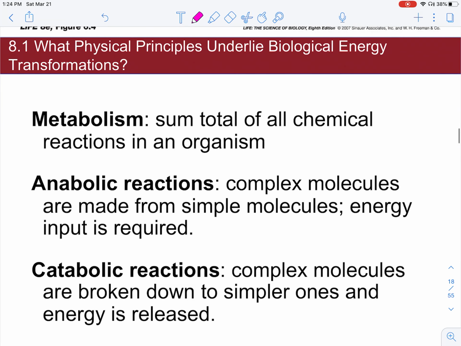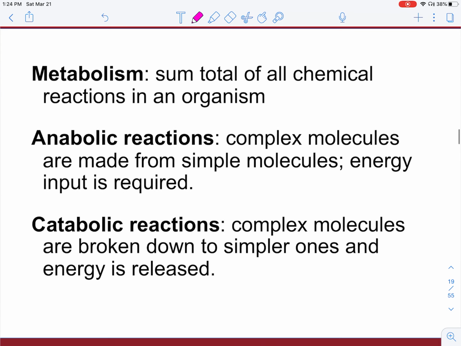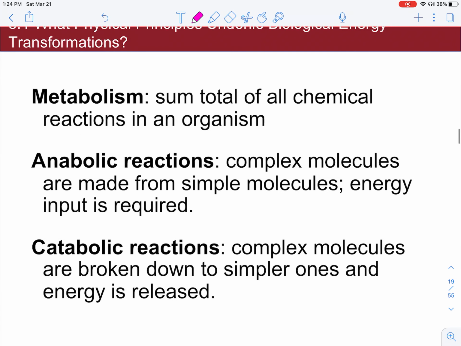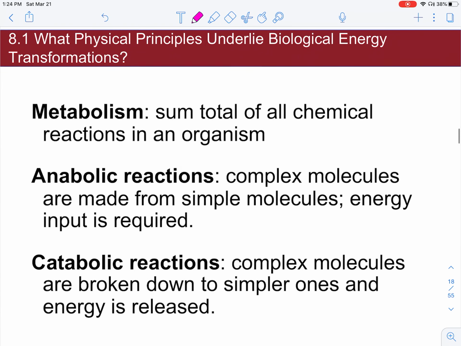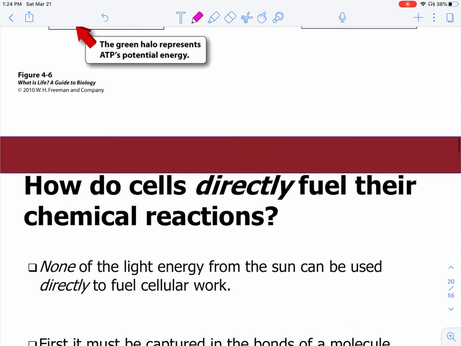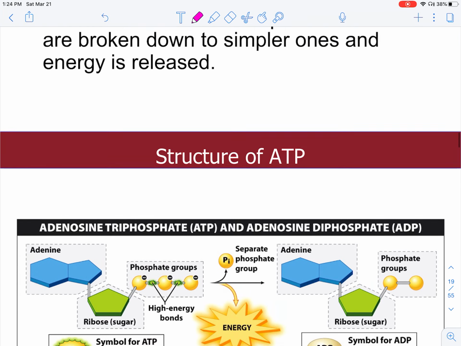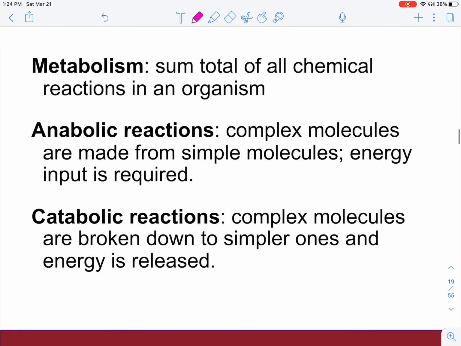Okay, so this is the basics on the physics and how that applies to biological systems. For the next little unit, I'll talk a little bit about how this works in biological systems and then what enzymes do and the role of enzymes.